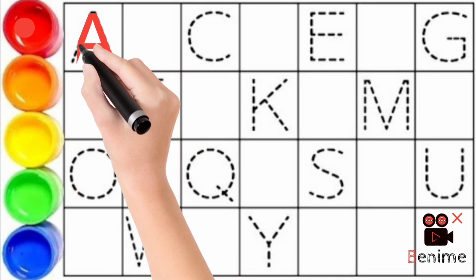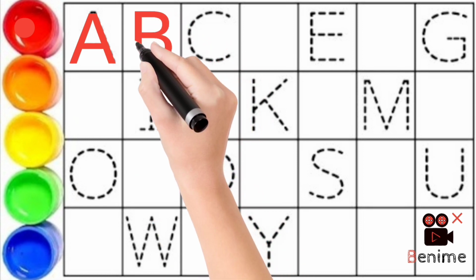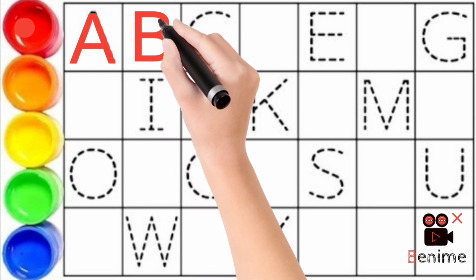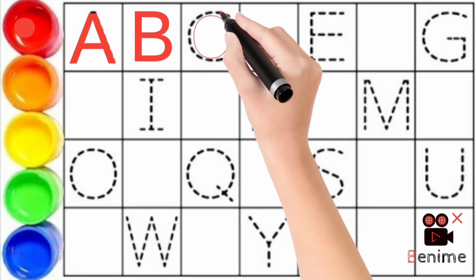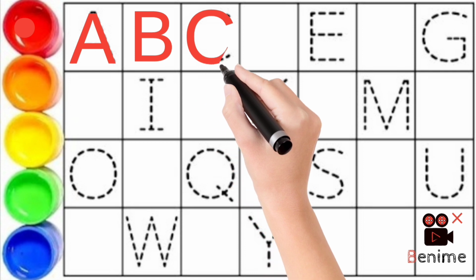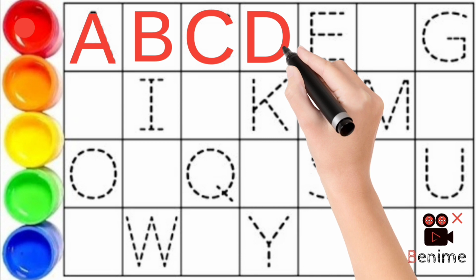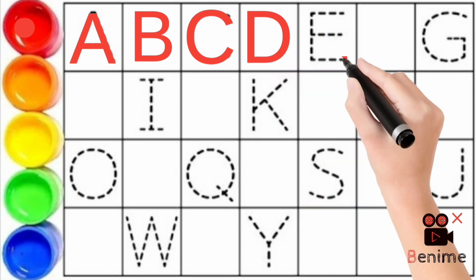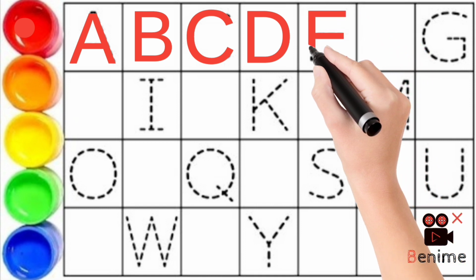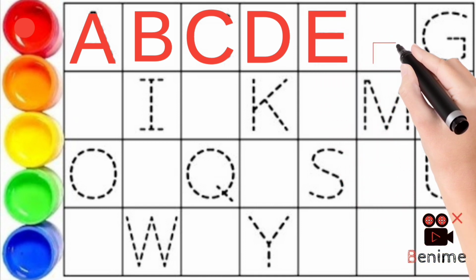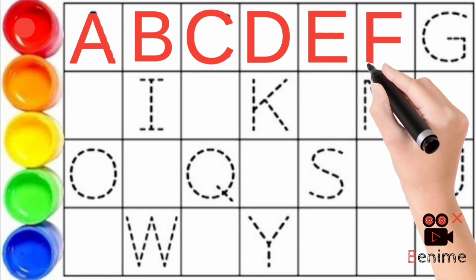A. A for apple. B. B for ball. C. C for cat. D. D for doll. E. E for elephant. F. F for fish.